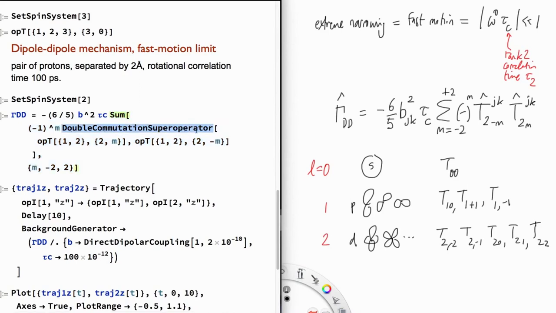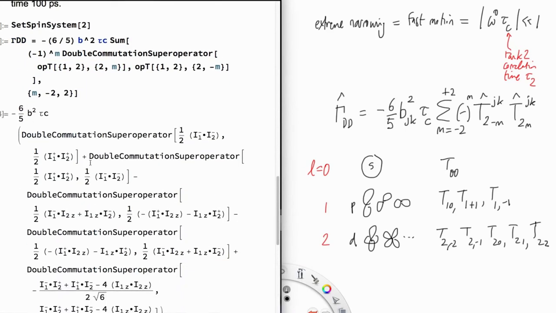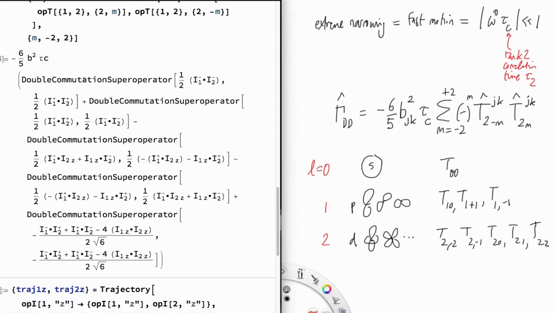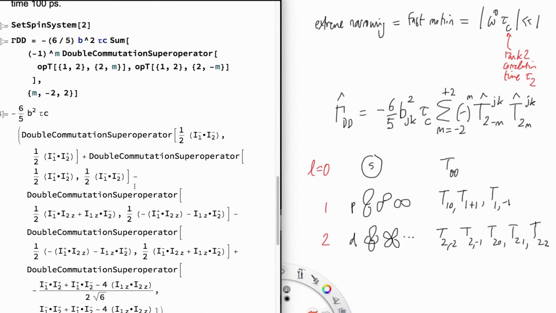The double commutation superoperator, which is the way of doing these products of two commutators. The spherical tensor operator for the coupling between spin 1 and spin 2, rank 2 component m. And just add them all together and I get the relaxation superoperator. And it's a long expression because of the sum of those 5 terms. But we don't have to worry about it too much. SpinDynamica knows what to do with it.